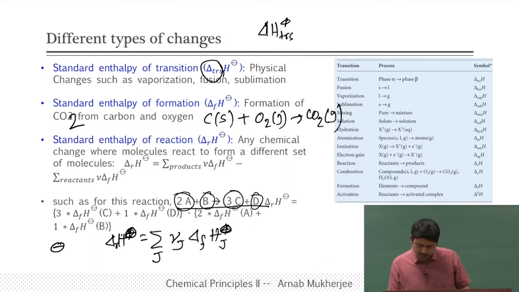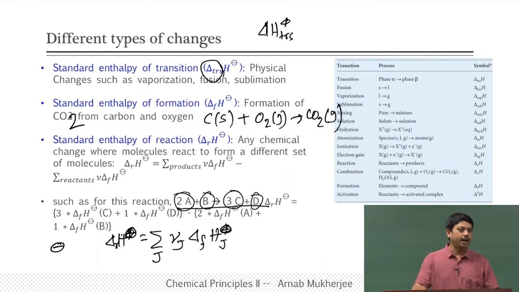Atomization, ionization, electron gain, reactions, combustions, formations, so all these different processes can have their own enthalpy changes, and whenever we consider an overall change, we will have to see what kind of processes are happening and add them together to get the total change of the enthalpy.